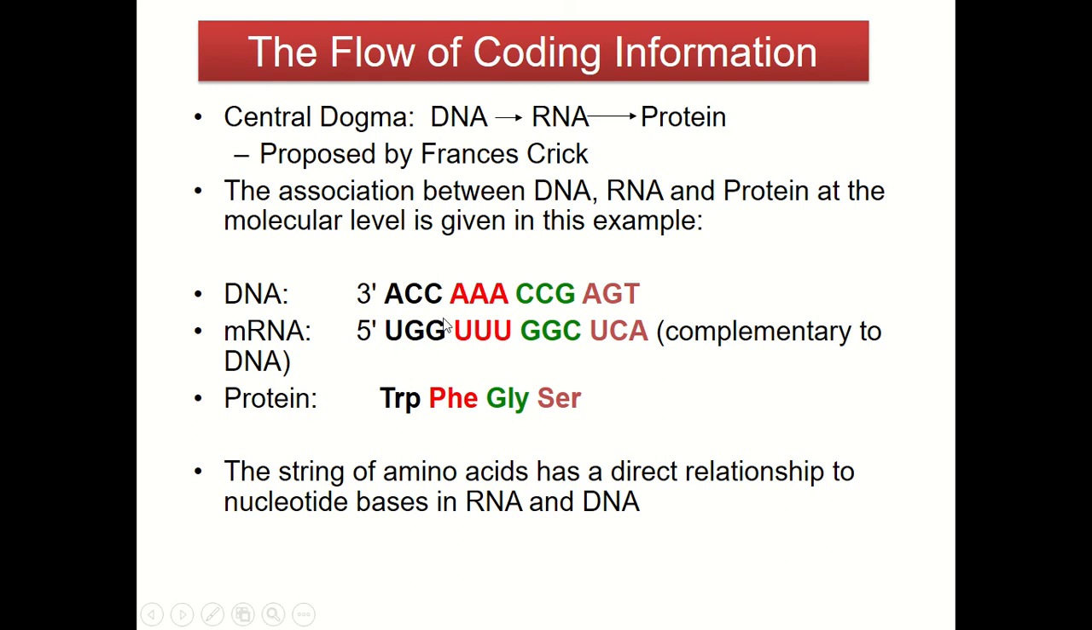Then in the mRNA, UGG is calling for the amino acid tryptophan. The triplet uracil is calling for phenylalanine. GGC is calling for glycine, and UCA is calling for serine. So these are the amino acids. They will form a chain of amino acids that will later form the protein needed by the cell. So the string of amino acids has a direct relationship to the nucleotide bases in RNA and also DNA.